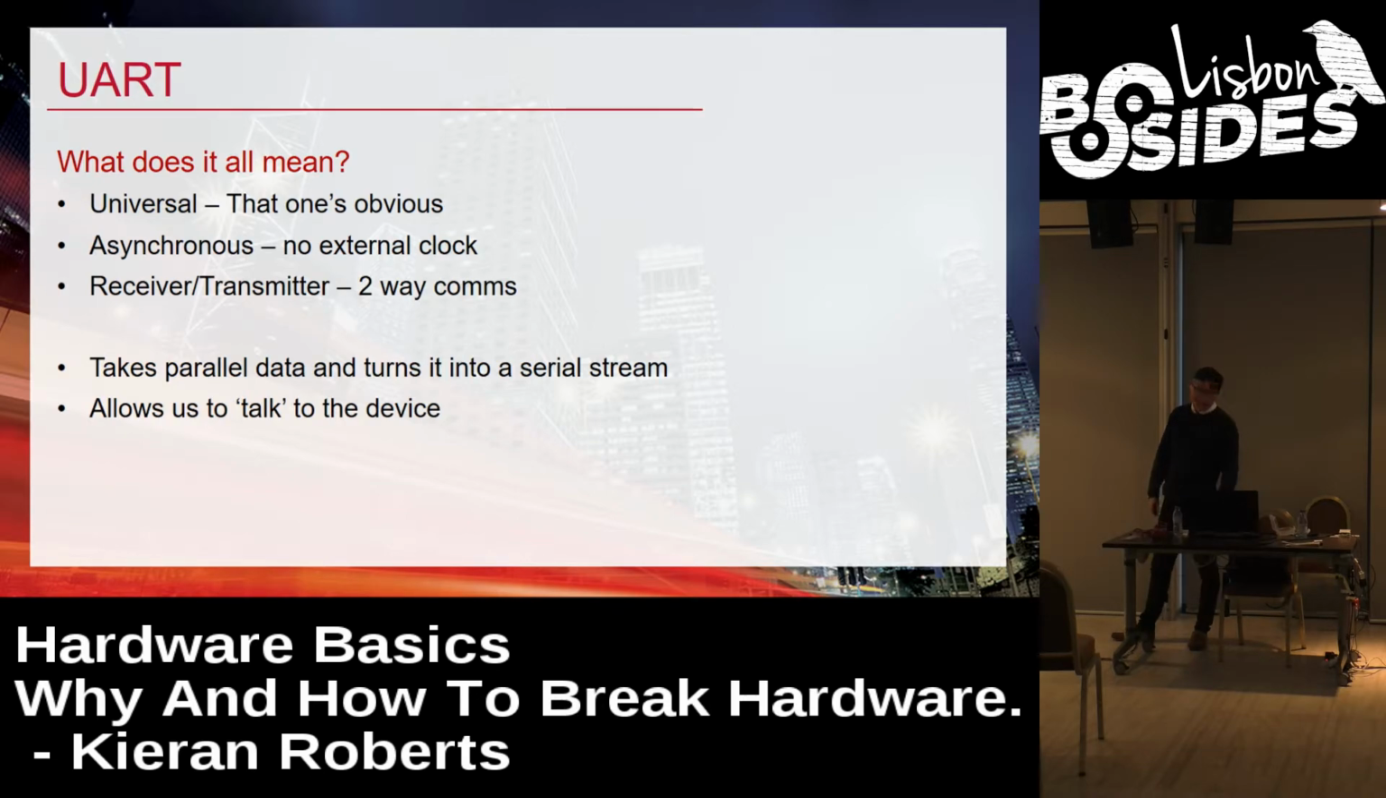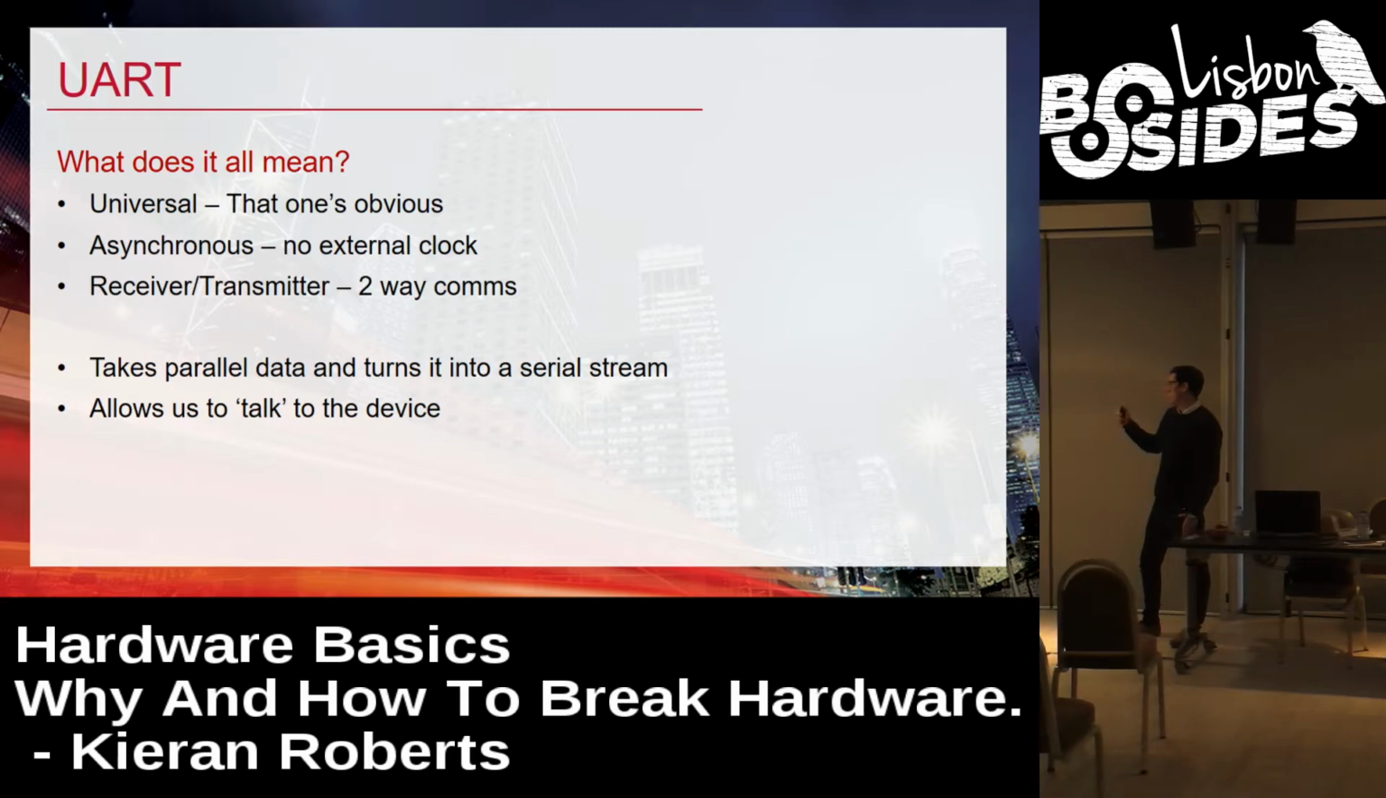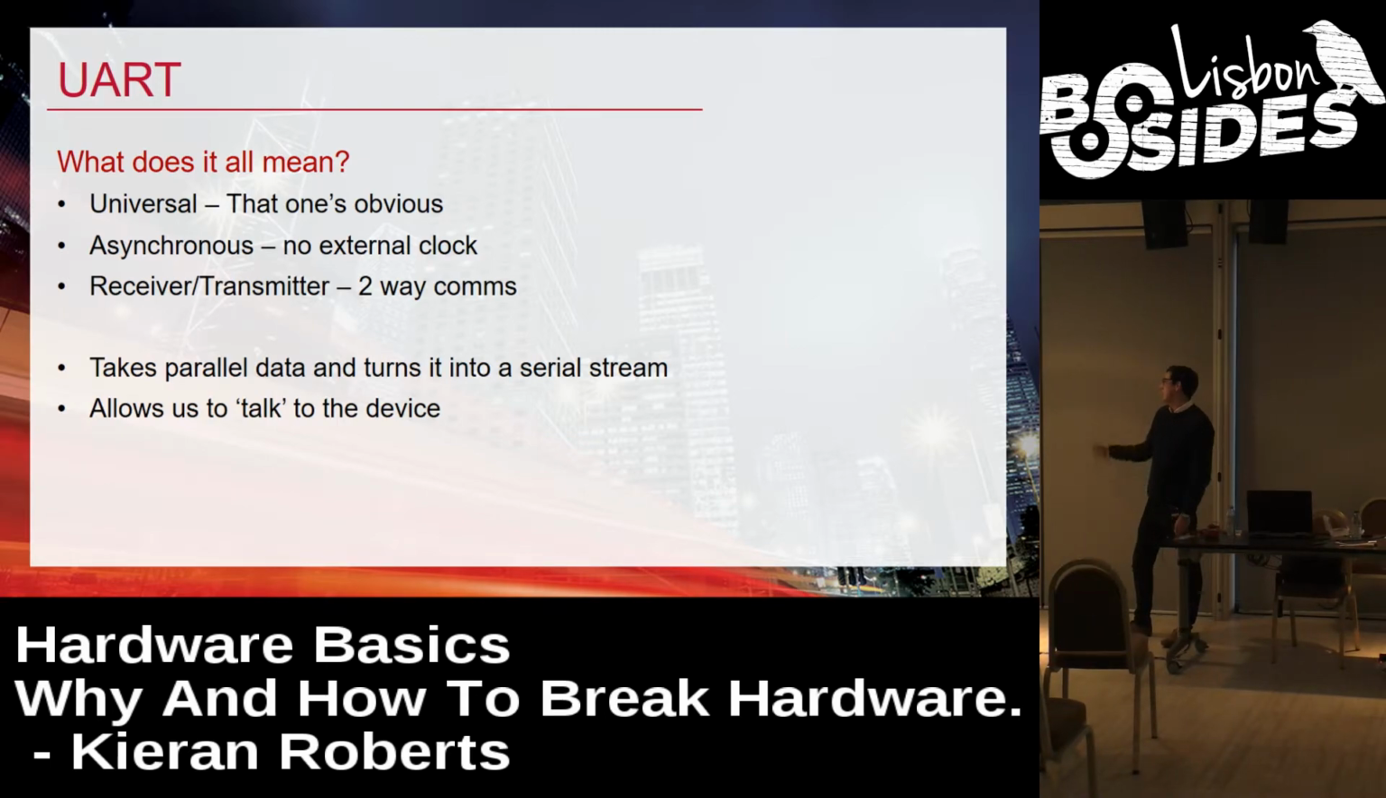Universal Asynchronous Receiver Transmitter. Universal is obvious, it works on all sorts of chips. Asynchronous just means there's no external clock. If you don't know what that means, it doesn't really matter. Receiver transmitter means that there's two-way communication, so there's an individual transmit pin and an individual receive pin. Essentially, the chip handles all of its information in parallel, and the UART allows you to access that across one wire. It effectively just allows us to talk to the device.